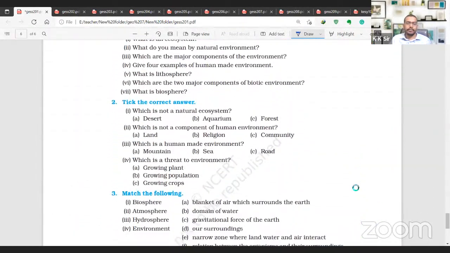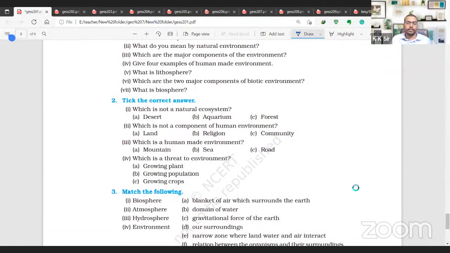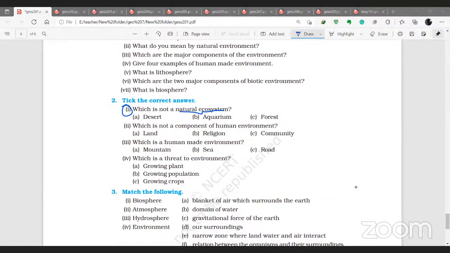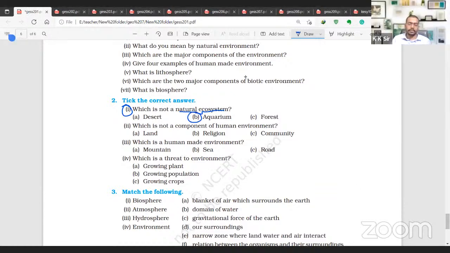So this is it in the first chapter. बहुत ज़्यादा नहीं है. ये कर लो एक बार exercise. Which is not a natural ecosystem. What should be the answer? A fish aquarium that human has created, so not a natural ecosystem.